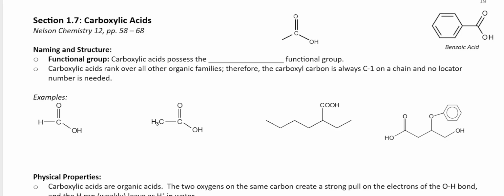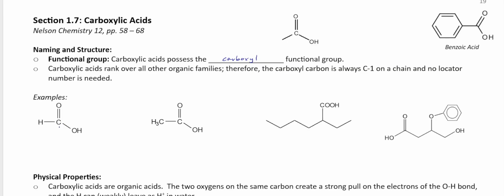In this video, we're going to study carboxylic acids. The functional group of carboxylic acids is the carboxyl functional group. The carboxyl functional group is C double bonded to O and then an OH. Carboxylic acids rank over all other organic families. Therefore, the carboxyl carbon is always C1 on a chain and no locator number is needed.